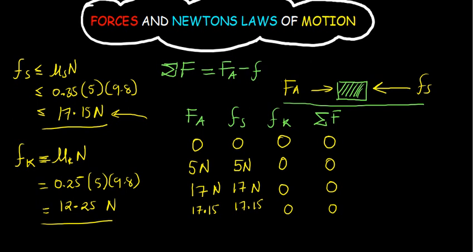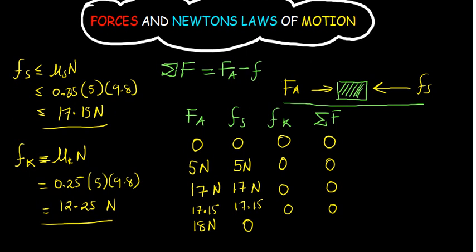Immediately I apply any slight move, even 17.16, it will start moving because it is greater than. So this means that if I apply 18 newtons, then static friction stops working in this case. So it will now be 0. An object has started moving because I've already exceeded the friction that was preventing it from moving.